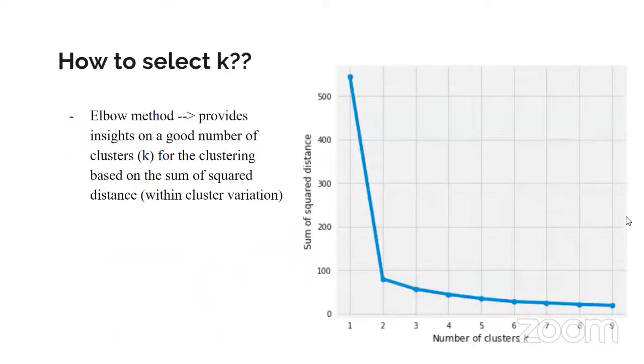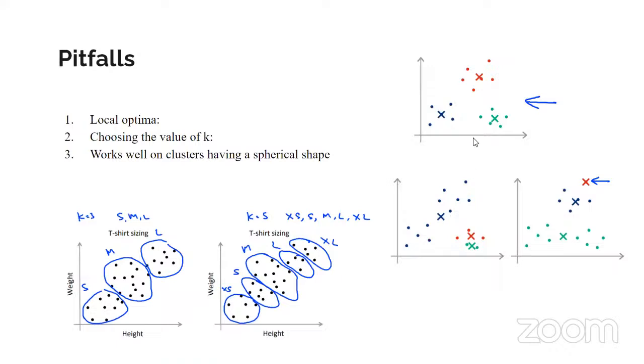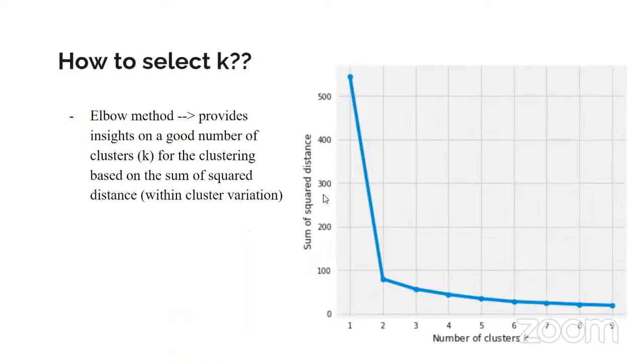And how to select k? So one is the elbow method. What you can calculate if you don't have any labels with you is something called the intra-cluster distance. How close it is to the centroid. I would say this is the intra-cluster distance. You calculate this metric and select the best one. You get the specific curve.